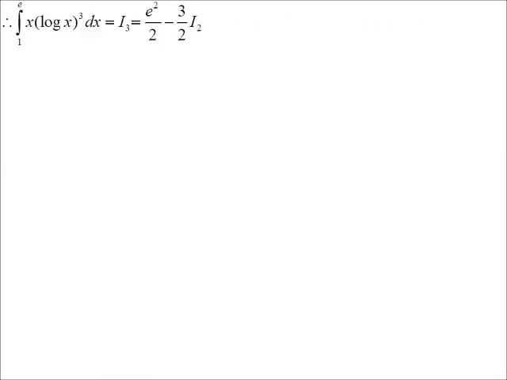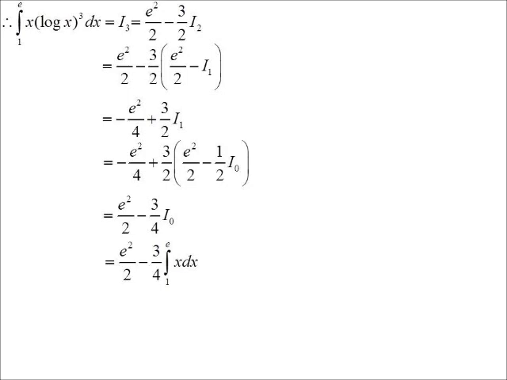I want to work out I_3 then. So I_3, using that formula, if I sub in, I'll get e squared on 2 minus 3 on 2 I_2. But then I can use that formula to work out I_2. So I_2 would be e squared on 2 minus I_1. Now I_1, I could use the formula again. And I get e squared on 2 minus a half I_0.